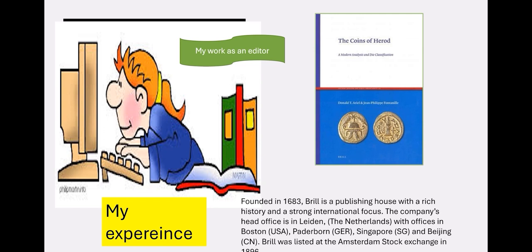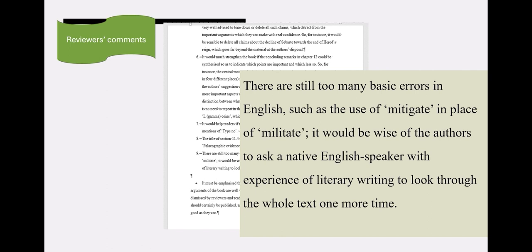Another experience I had, I edited this book called The Coins of Herod. It's archaeology. It was published by Brill, which is a very, very well-known academic publisher in the Netherlands. And the reviewers' comments: there are still too many basic errors in English, such as the use of mitigate in place of militate. It'd be wise of the authors to ask a native English speaker with experience of literary writing to look through the whole text one more time.